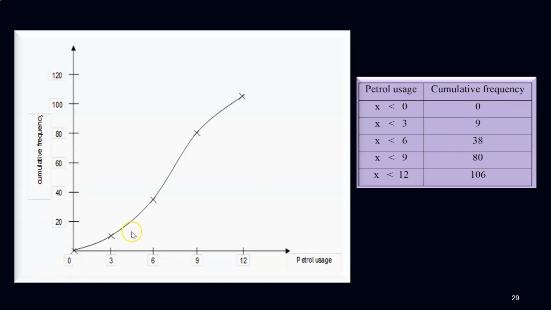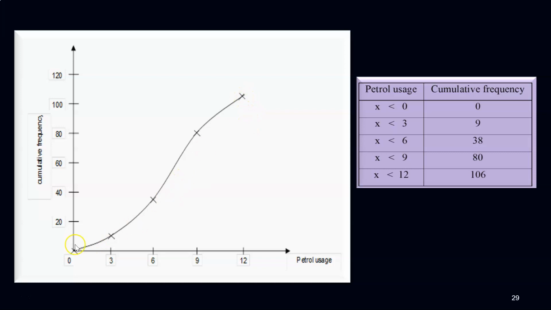Start from 0, class boundary 0, you get 0. Class upper boundary 3, you get 9. Then 6, you get 38. And then for 9, you get 80. And the last class, which is 12, you get 106.